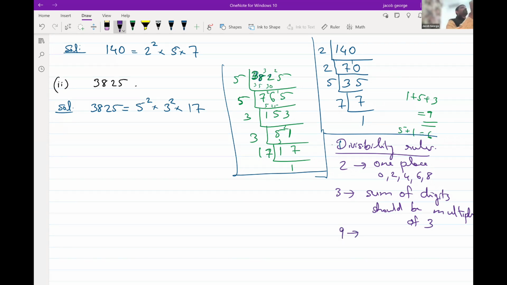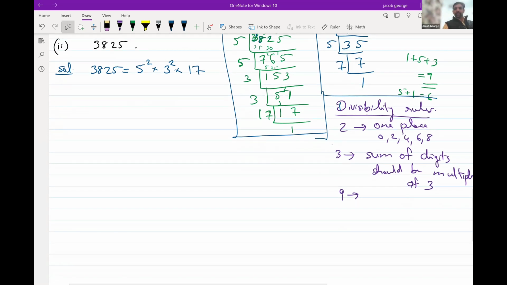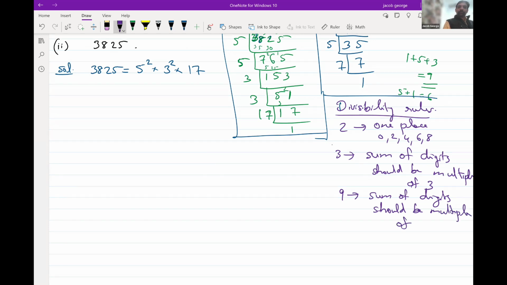Sum of digits must be a multiple of 9. But 9 we don't use frequently because 9 is not a prime number. Okay, 9 we will not use, but that is the same rule. In between, I think somebody asked about divisibility by 4. 5 everybody knows. So for 9, the checking is that the sum of digits should be a multiple of 9.